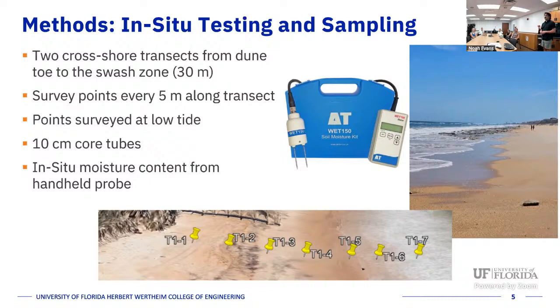At each location, we collected 10 centimeter core tubes, and we also took in situ moisture content readings. Now, this is volumetric moisture content.